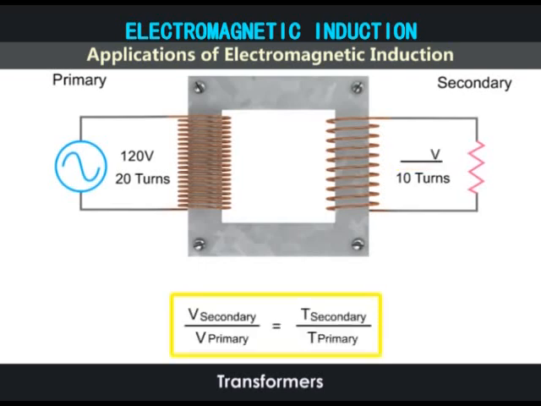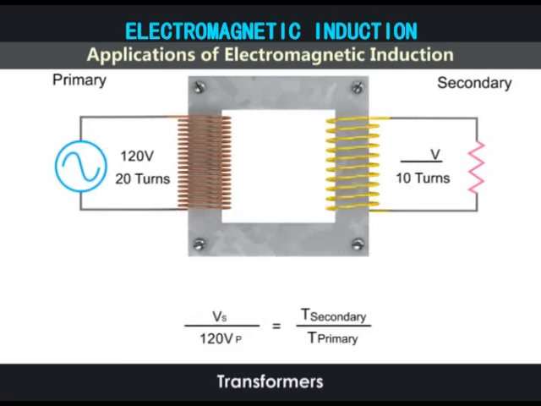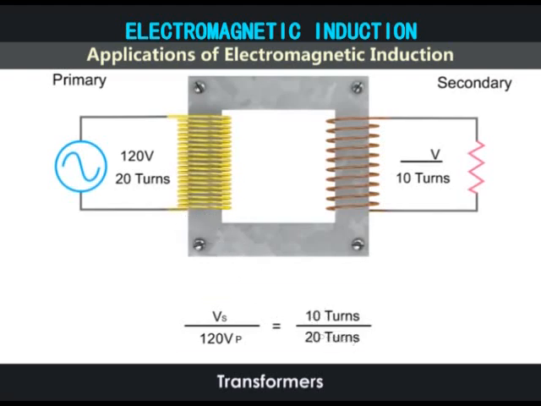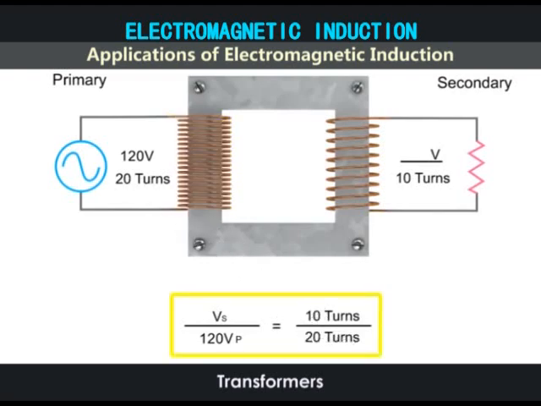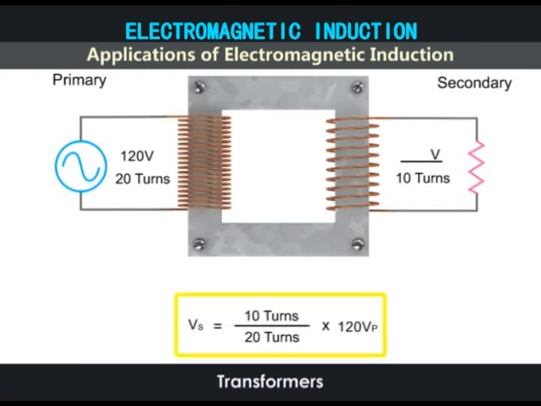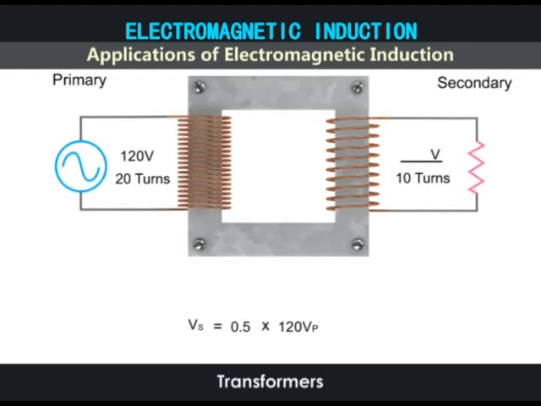Simply stated, secondary voltage to primary voltage ratio equals secondary coil to primary coil turn ratio. Rearranging the formula and dividing 10 turns by 20 turns, we get 0.5 times 120 volts. This gives a step-down voltage of 60 volts.